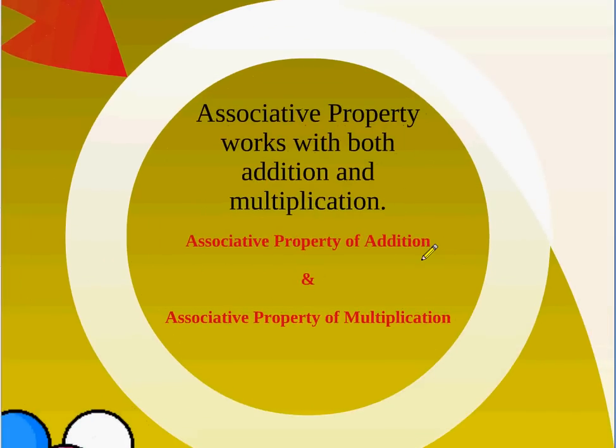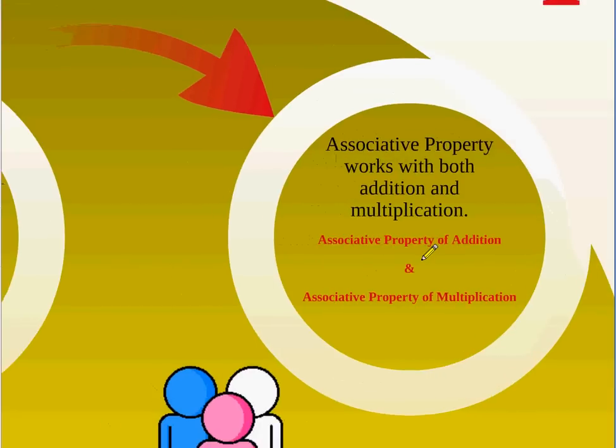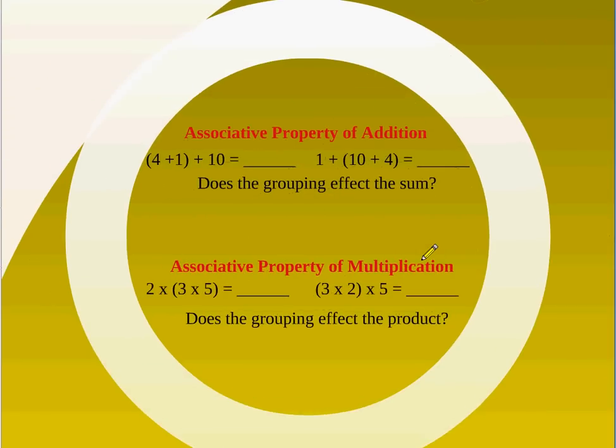The associative property works with both addition and multiplication. And again, it's going to be the same thing. Associative property of addition and associative property of multiplication. Make sure you have a second to write that down. Now take a look at the examples. 4 plus 1 plus 10, and the 4 plus 1 is in parentheses. As you know, we do whatever is in parentheses first, so we get 5 plus 10 equals what?